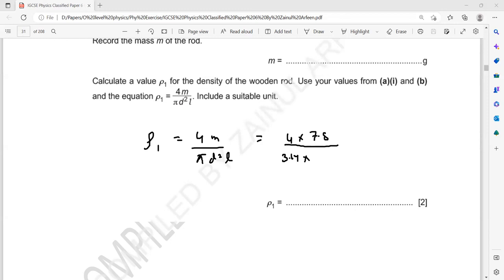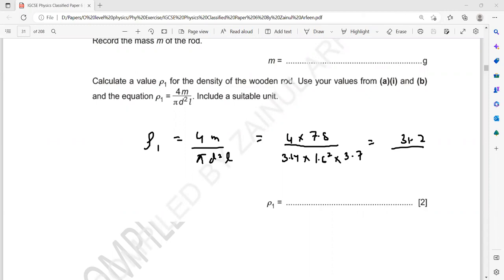As I mentioned, the actual answer will be different from yours, because in the marking scheme the diameter was 2, but your answer is 1.6. So I'm taking your answer, 1.6. And the length was how much? 3.7. What's the final answer? Simplify the numerator separately, the denominator separately, and then take the ratio. So 4 times 7.8, what's the answer? 31.2. And then 3.14 times 1.6 squared times 3.7.